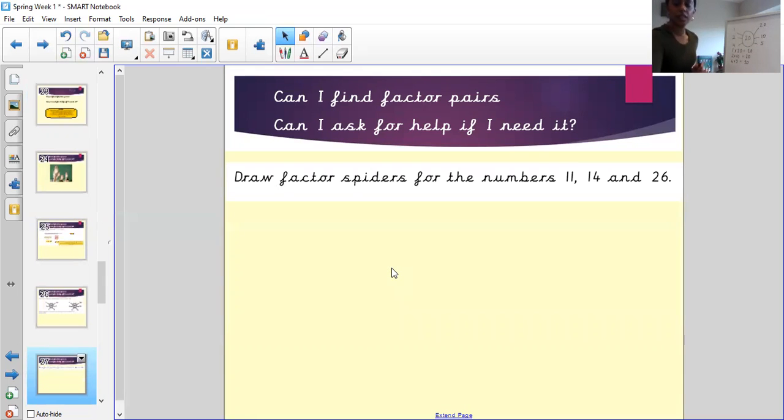So here is a challenge for you to complete. Remember to pause the video and carry out the work, and then when you press play, I will reveal the answers to you. It says draw factor spiders or factor bugs for the numbers 11, 14, and 16. So remember to pause the video, and when you're ready, press play, and I will reveal the answers to you.